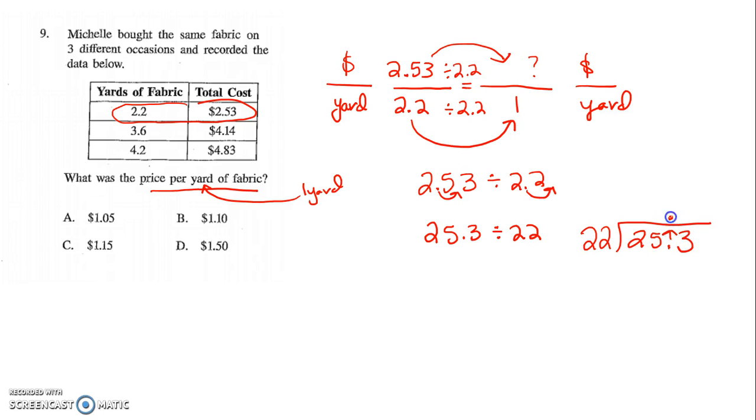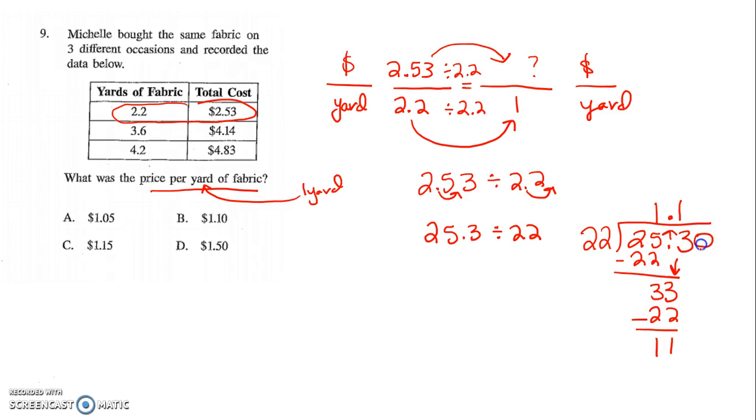I'm going to drag that decimal point right up. 22 goes into 25 one time. 1 times 22 is 22. Nice thing about this, once we have a whole number on the outside, you just take the decimal on the inside, drag it up, and then you don't have to think about that decimal again. So 5 minus 2 is 3. 2 minus 2 zeros out, and then I'm going to drag down the 3. How many times does 22 go into 33? That's once. 1 times 22 is 22. 33 minus 22 is 11.